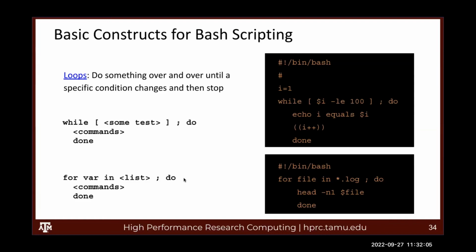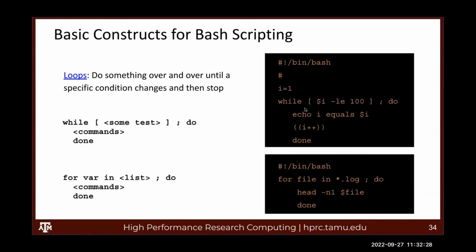You could also have it iterate through something like an integer. You could say for some variable in, and then a list like 1, 2, 3, 4, just a list of integers, and it would repeat these commands for the variable being each of those integers. And then for is also ended with done.